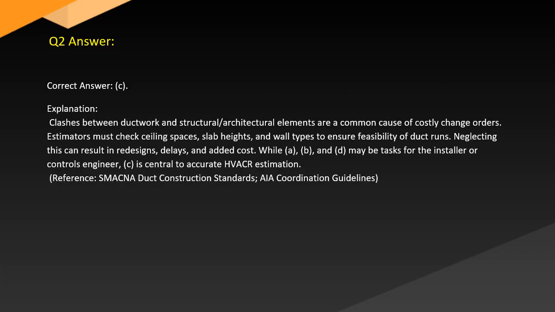Answer. Correct answer: C. Explanation. Clashes between ductwork and structural or architectural elements are a common cause of costly change orders. Estimators must check ceiling spaces, slab heights, and wall types to ensure feasibility of duct runs. Neglecting this can result in redesigns, delays, and added cost, while A, B, and D may be tasks for the installer or controls engineer. C is central to accurate HVACR estimation. Reference: SMACNA Duct Construction Standards, Air Coordination Guidelines.